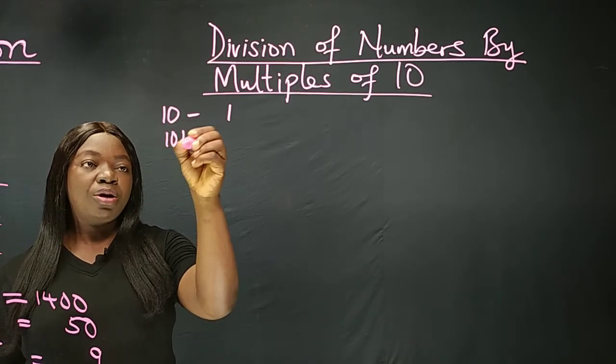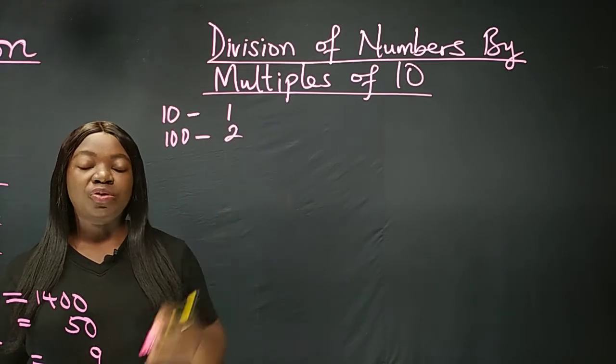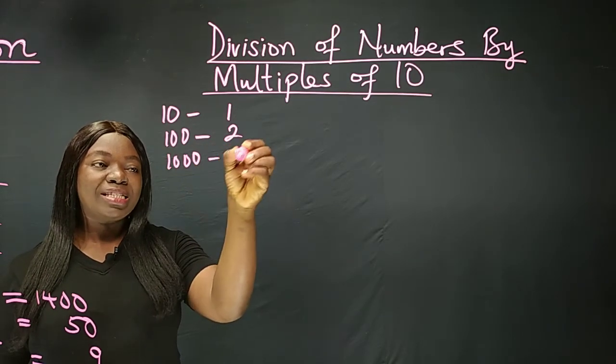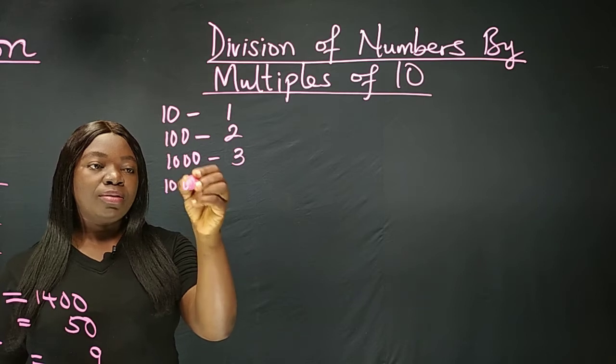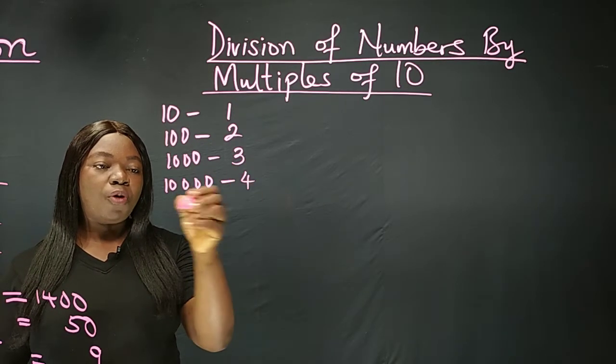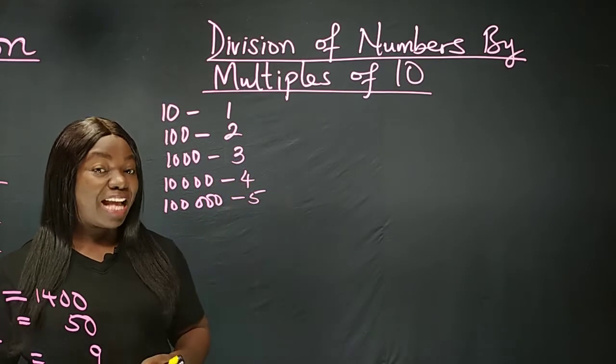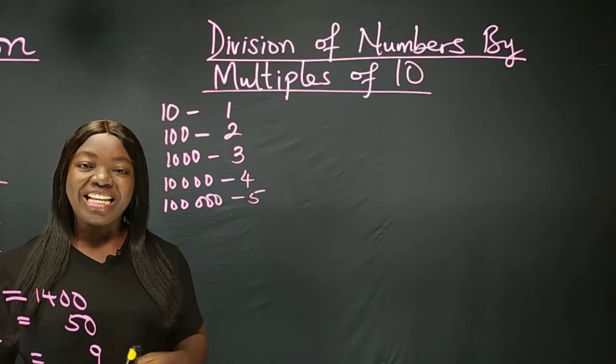The next one is 100. It has an index of 2. That is 2 zeros. The next one is 1000. It has an index of 3. 10,000 has the index of 4. 100,000 has the index of 5, and so on. 1 million has an index of 6.